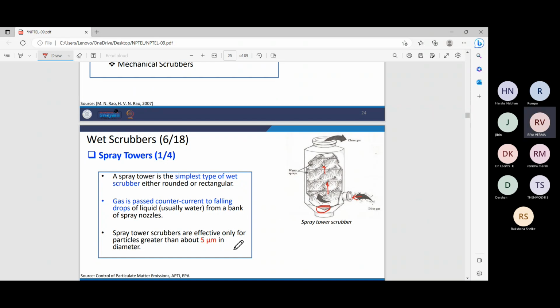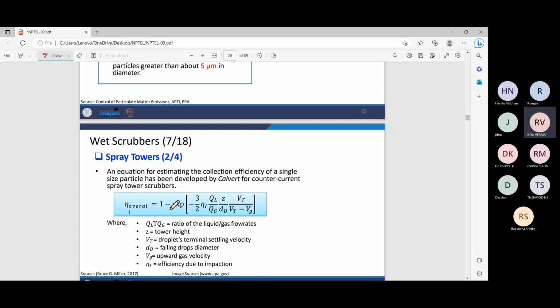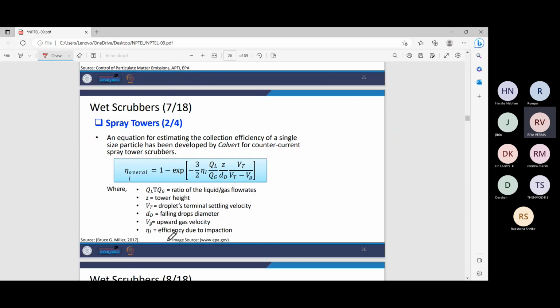Generally, these spray towers are effective for particles greater than about 5 micrometers in diameter, that is, larger size particles. And this is your equation for the collection efficiency of the wet spray towers for a particular size of particle.